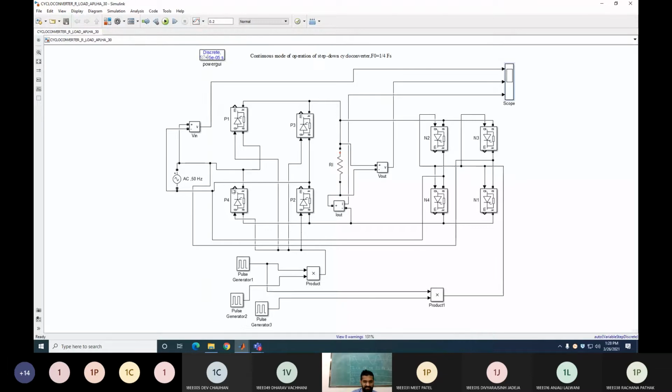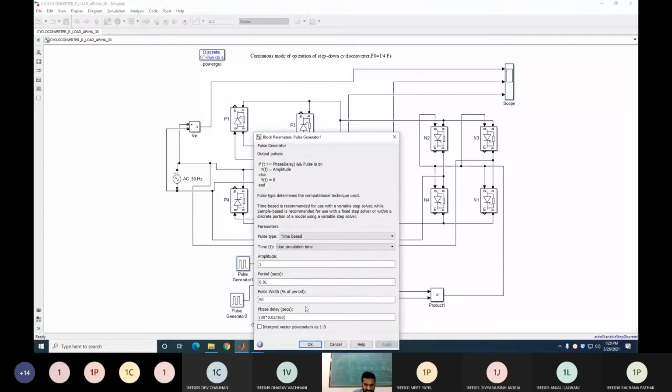So now let's see the next simulation. Same simulation, just to change the firing delay. Here we take the firing delay 30 degree. So in pulse generator number 1, it is remaining as it is except the phase delay. Now we generate the gate pulse after omega t is equal to 30 degree. So you can see that here we provide the phase delay of 30 degree. So it means that pulse generator 1 provides the gate pulse after 30 degree.